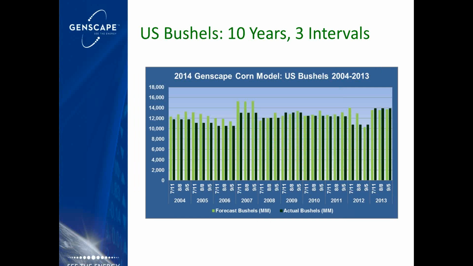So for the last 10 years, we're showing 3 screenshots, or 3 intervals. So we're showing first week of July, first week of August, and first week of September. And you can see this is national bushels. And over the last 6 years in particular, 2008 to 2013, the model does trace reality extremely closely, and we would expect to be north of 95% accurate on national bushels at each of those points in time.